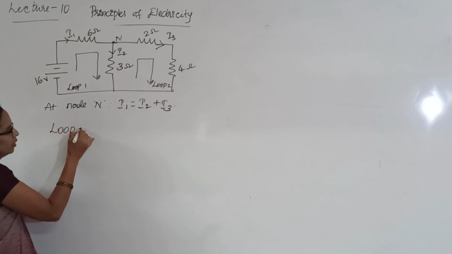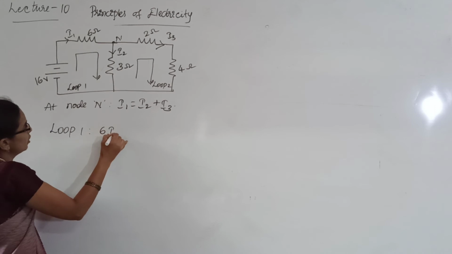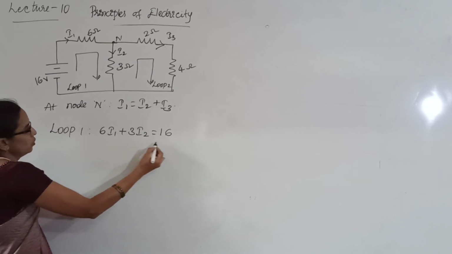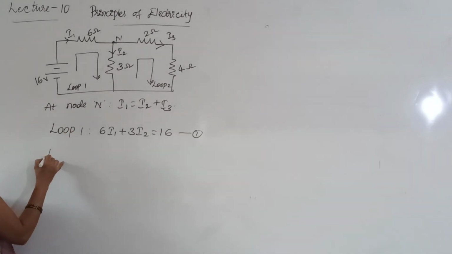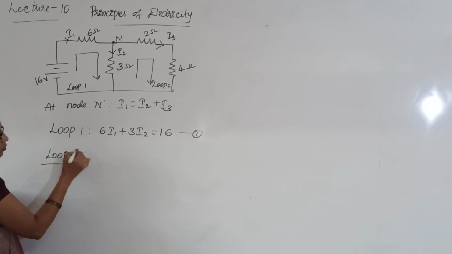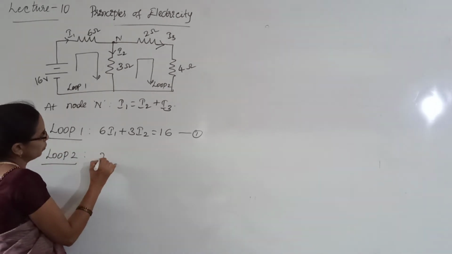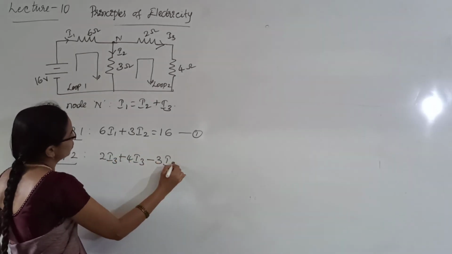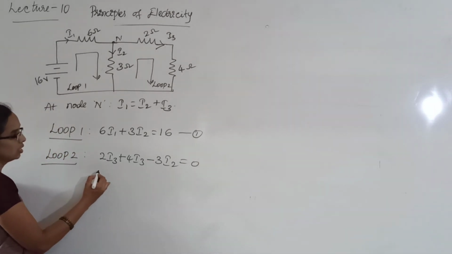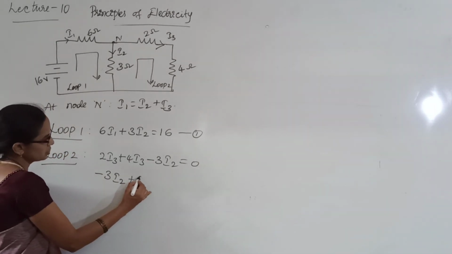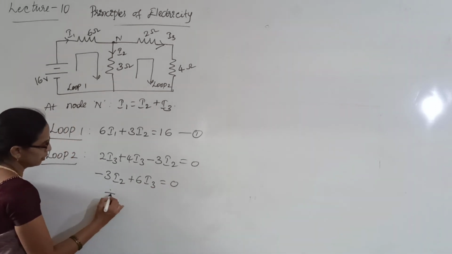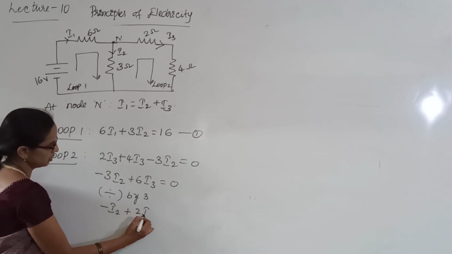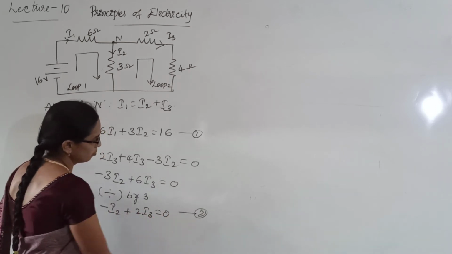For loop 1, if you apply KVL, 6 I1 plus 3 I2 is equal to 16. Call this as equation number 1. For loop 2, 2 I3 plus 4 I3 minus 3 I2 is equal to 0, no voltage source. It will be minus 3 I2 plus 6 I3 is equal to 0. If I divide this equation by 3, minus I2 plus 2 I3 is equal to 0. Call this as equation number 2.